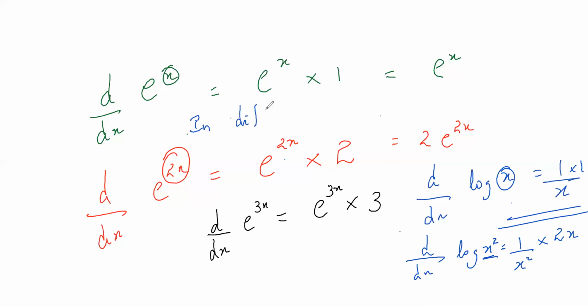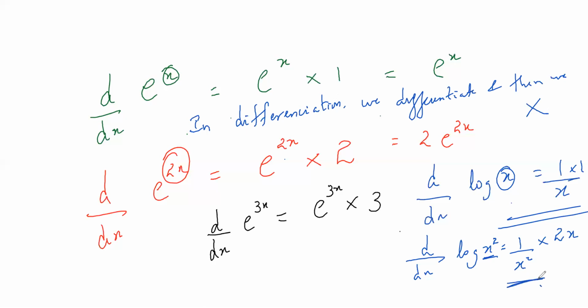So in differentiation, I'll write it here in words. In differentiation, we differentiate, correct? And then we multiply. You can write this in your own words. So I differentiated log x square, 1 by x square. Then we multiply the differentiation of the inner term. So guys, if you're unable to understand my handwriting, this is differentiation of inner term.